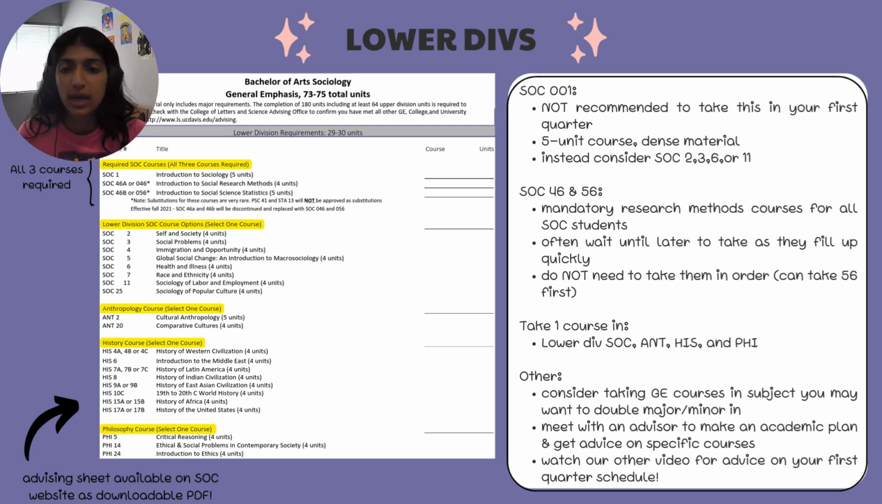So first, you see that we have all three of the first courses required. That means you have to take Soc 1, Soc 46, and 56. And then you also have to pick courses from all of the highlighted categories. So just one lower division sociology course, one anthropology course, one history course, and one philosophy course.